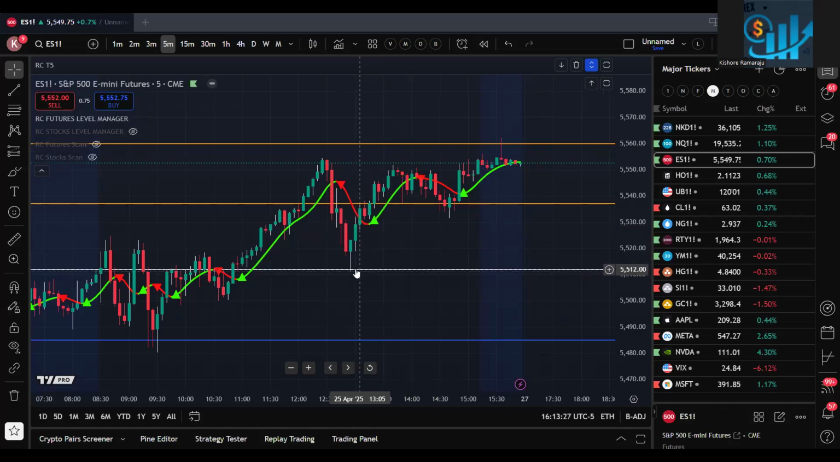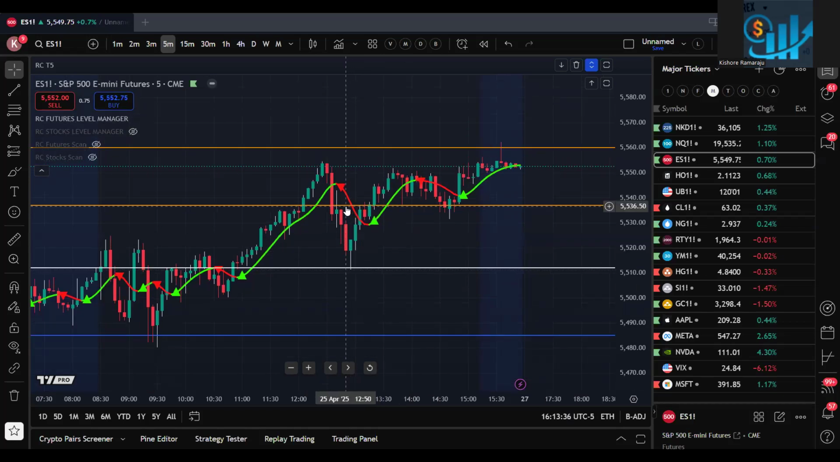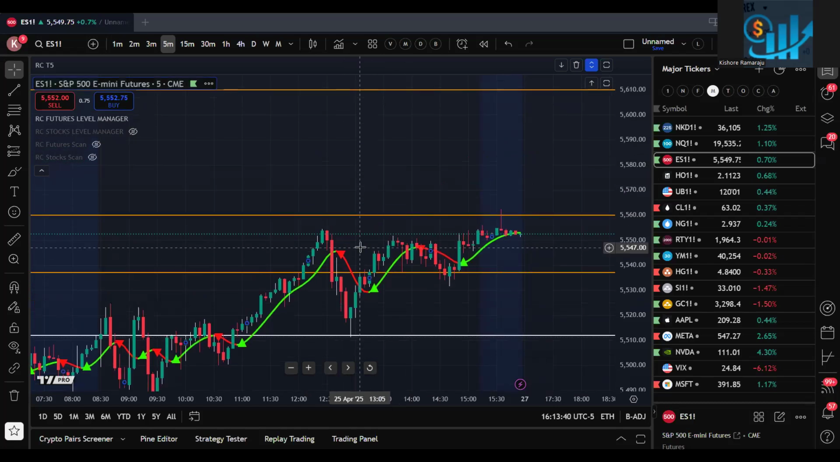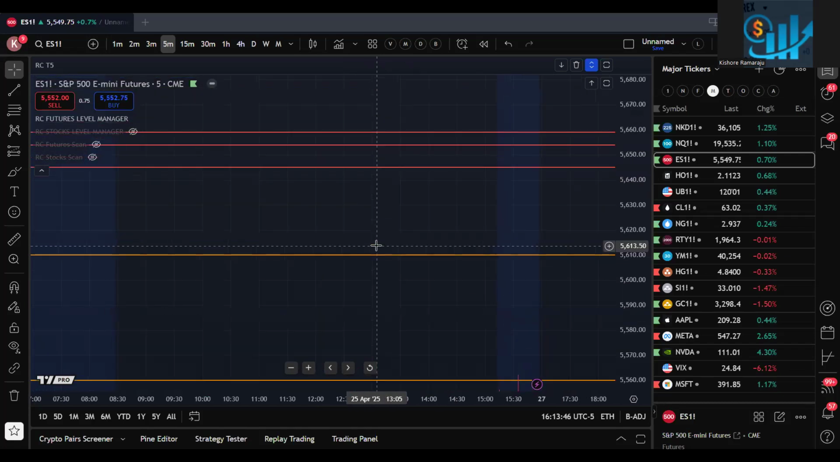This is your high volume level, right? This is the magnetic level, the high volume level. This is your resistance zero, RD0, which is nothing but the first resistance. This is your RD2, the second resistance level. This is your RD3, the third resistance level.